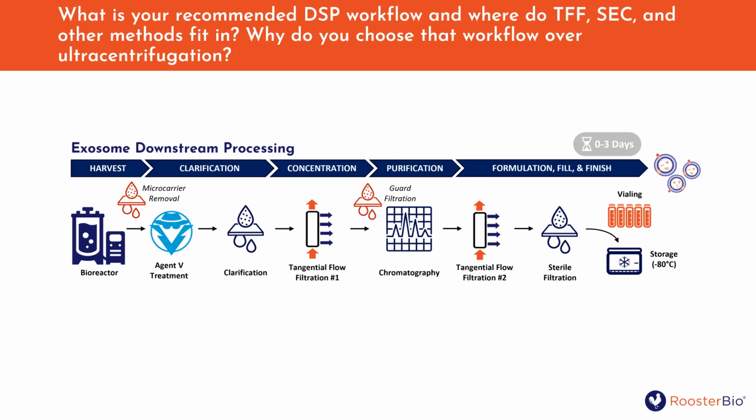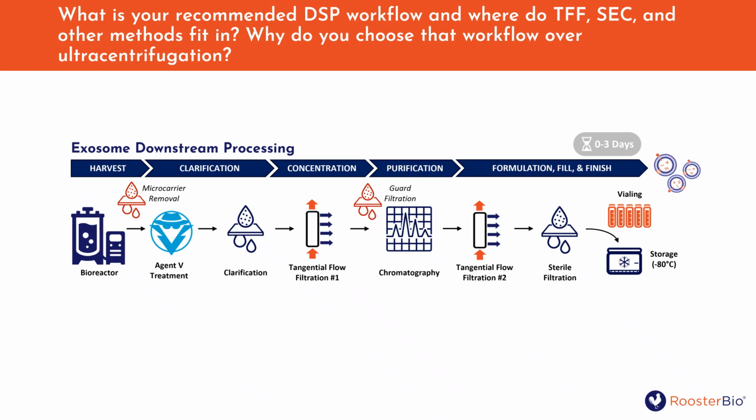Now let's get to it. We start with a clarification step, followed by concentration using TFF. Chromatography can be added as a polishing step when higher purity is required, though for many applications we found that TFF alone delivers an excellent balance of yield, purity, and functional activity. This is all up to you and depends on what you need. Lastly, we often undergo another round of TFF and filtration before vialing.